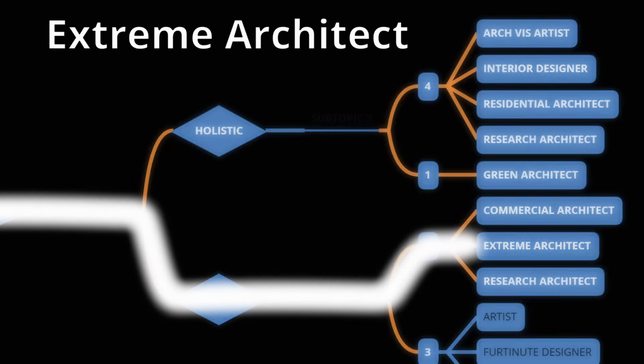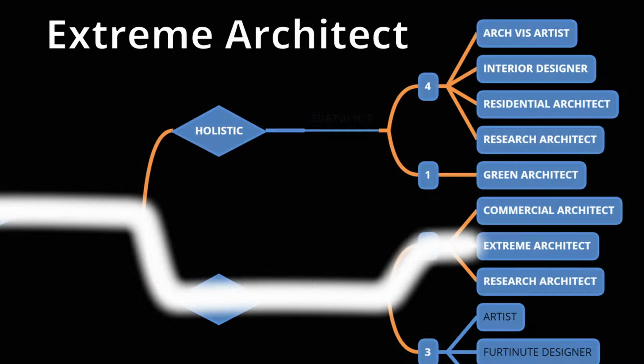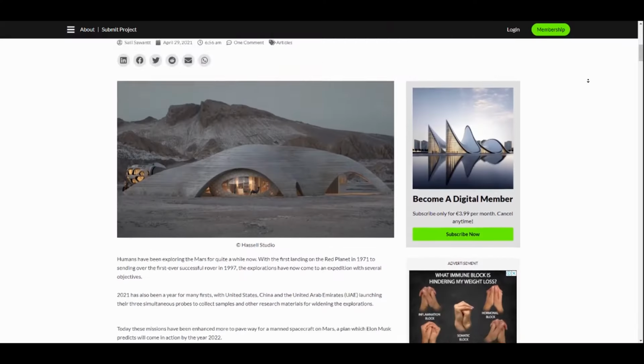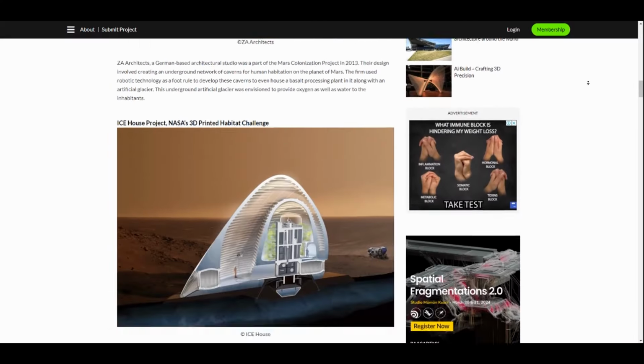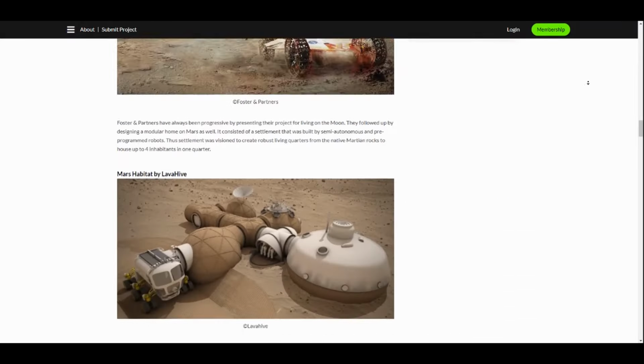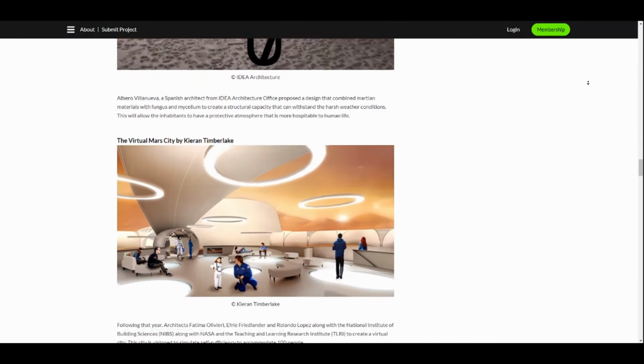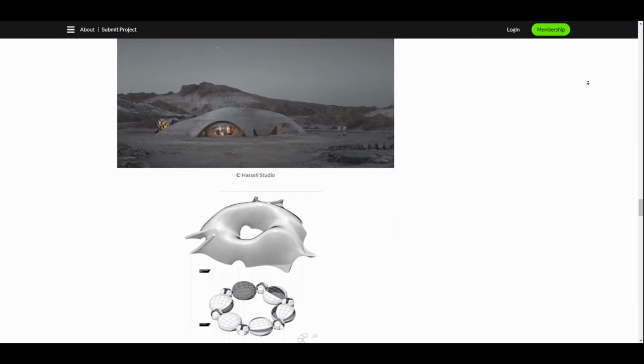And then we reach the extremes. This does not entail designing for extreme sports, but for extreme weather conditions, where any sort of architectural interpolation or sustainability with the environment is definitely not a priority. Hence, this is a no on environment group.